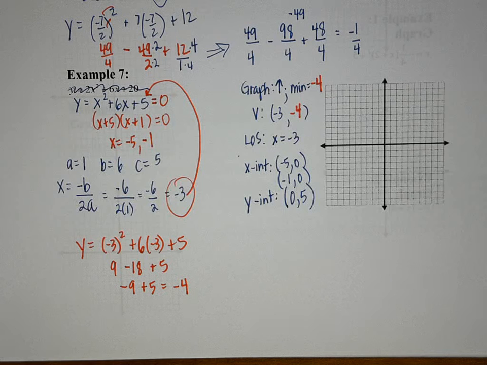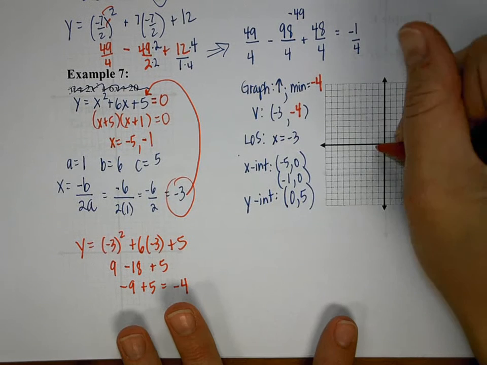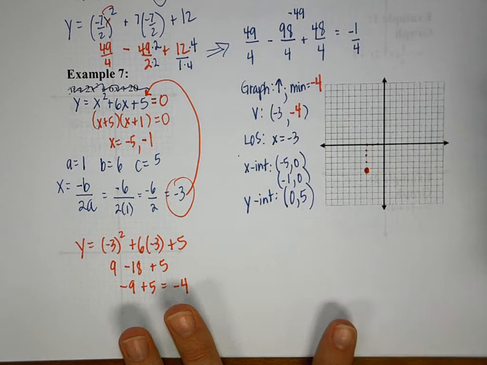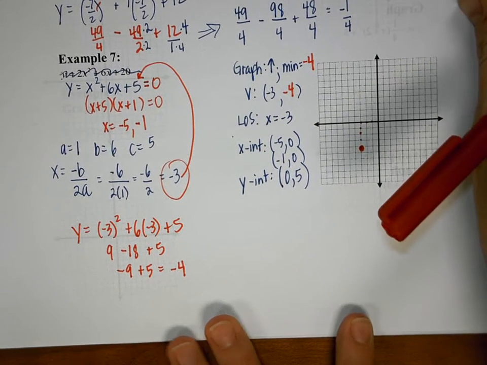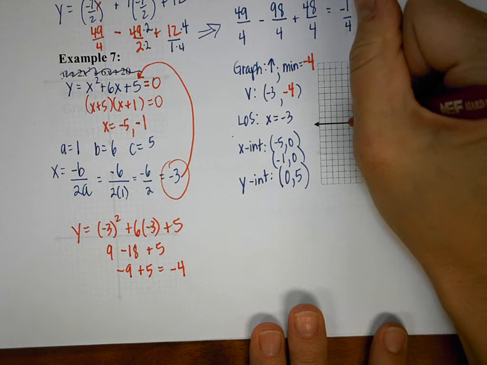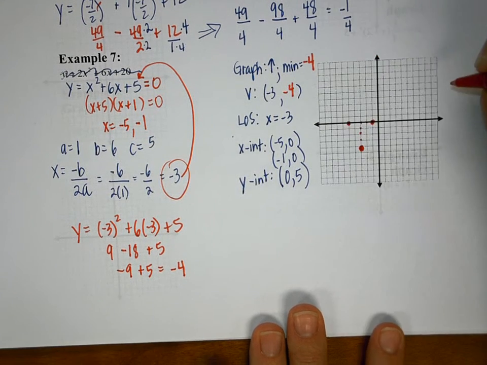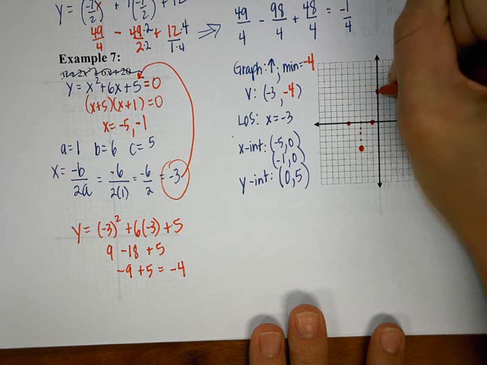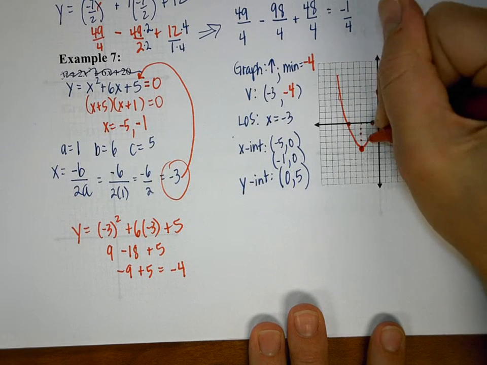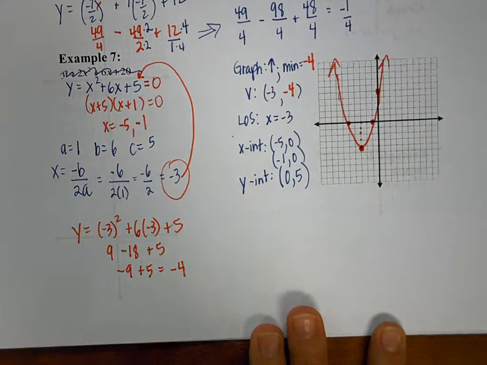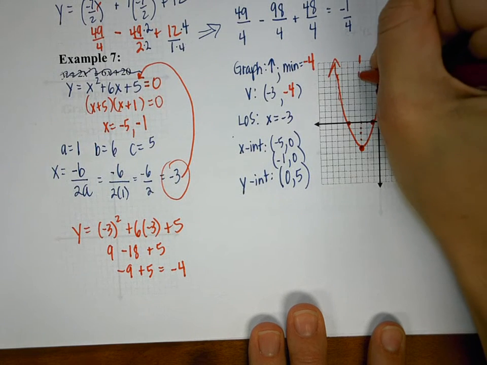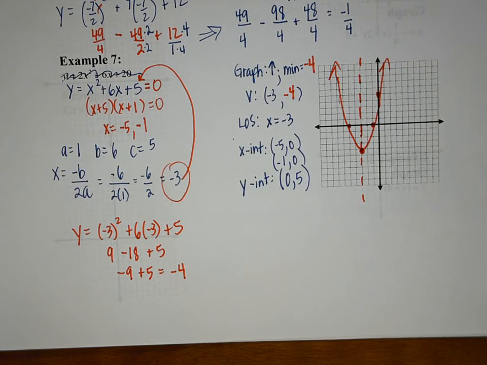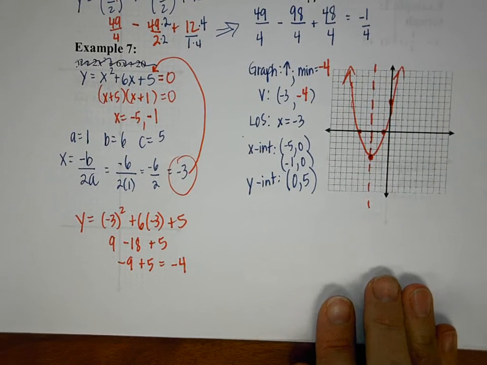So where do I go for the vertex? Left 3, down 4. There's my vertex. Where are my x-intercepts? -5, 0, and -1, 0. My y-intercept this time is on the graph, and it's 0 up 5. 1, 2, 3, 4, 5. And then you can draw your parabola. And the only thing I'm missing is my line of symmetry, which is right through the vertex at x equals -3. And that is the end.